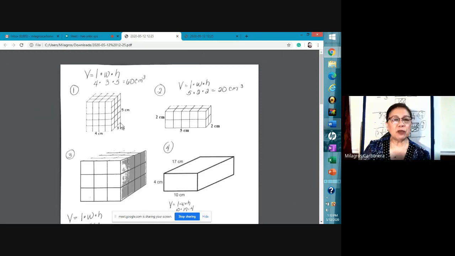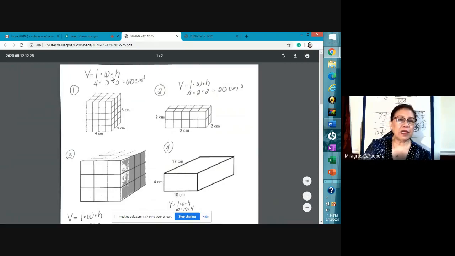1, 2, 3, 4, 5. 5 cubes, and each cube is 1 centimeter long, or the side, okay? And in finding the volume, we use the formula V, which is volume, equals L, which is length, times W, which is width, times H, which is height. The raised dot here means multiplication. I used raised dot because I am using letters to represent my terms, okay?